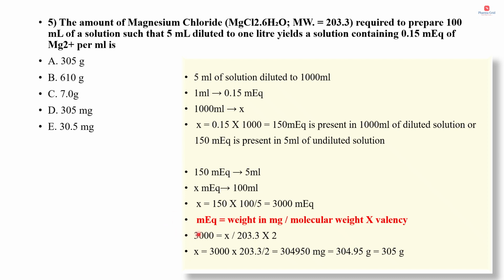Now we know the equation to find the number of milliequivalents is equal to weight in milligram divided by molecular weight into valency. Milliequivalents we already know, that is 3000. Weight in milligram we need to find out. Molecular weight is given in the question as 203.3 and the valency of magnesium is 2. Substitute all these values in the equation. We will get 304950 milligram. Convert this into gram, that is 304.95 gram, that is equal to 305 gram. So here the correct answer is option A, that is 305 gram.